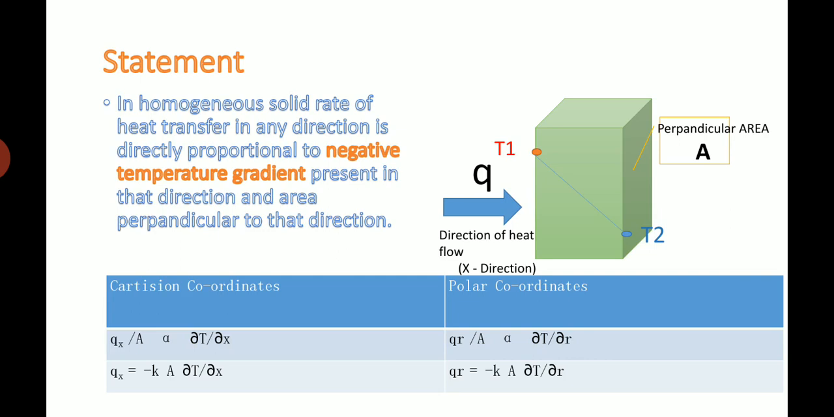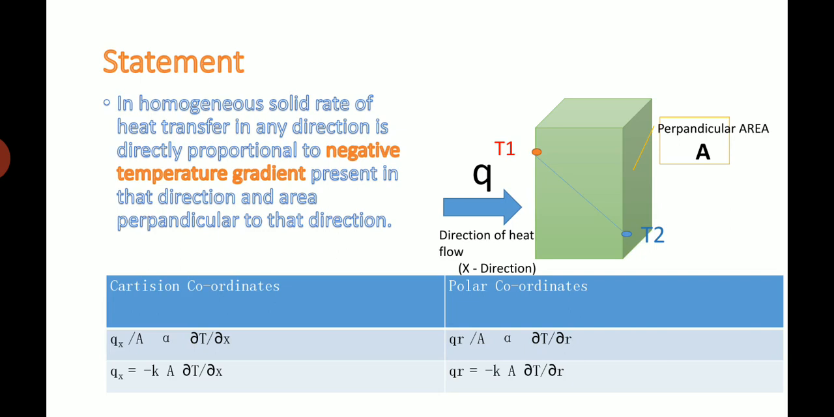Now here they are saying negative temperature gradient. That negative sign is present because heat flow always occurs from high temperature to low temperature. Because of that, we have the negative sign inside the equation. So for Cartesian coordinates, we have the equation qx equals minus k A dT by dx, where A is the area and qx is the rate of heat transfer in the x direction.